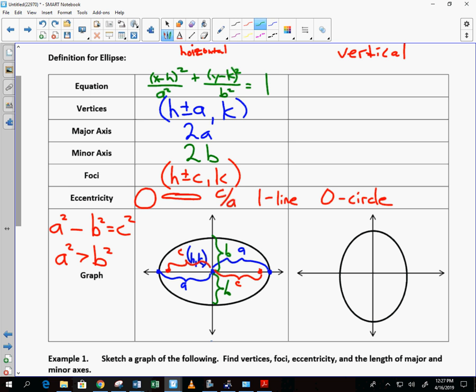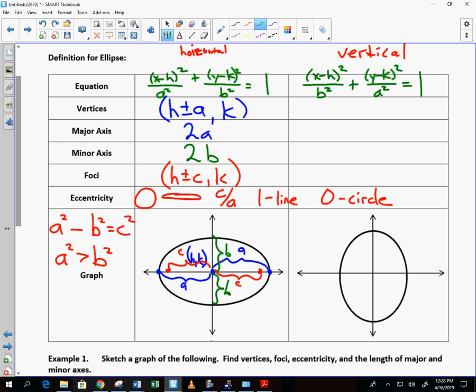Now, what we're going to do is we are going to look at a vertical ellipse. Here's the difference between a vertical ellipse and a horizontal ellipse. The vertical ellipse has (x minus h) quantity squared over b squared plus (y minus k) quantity squared over a squared is equal to 1. What changes? Yeah, a squared is always the larger of the two values. So if the larger of the two values sits under y, then it's stretched vertically. If the larger of the two values sits under x, then it's stretched horizontally.